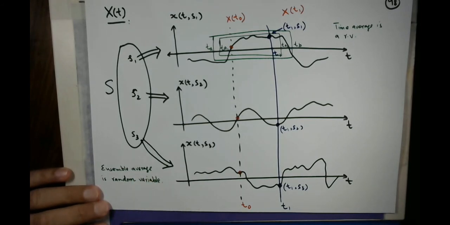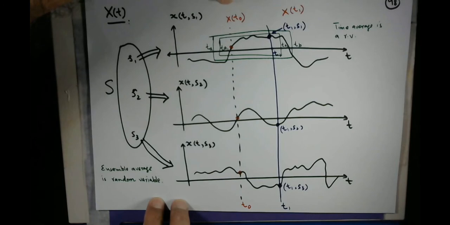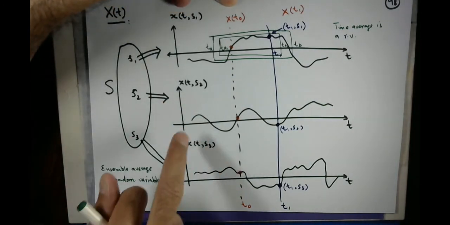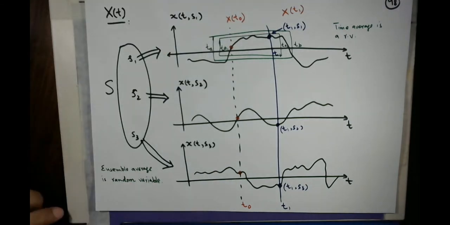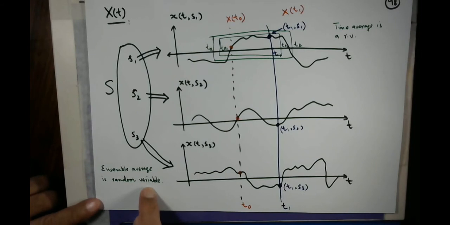An ensemble average is a random variable. Why is it a random variable? Because when you change the time instant, say from t1 to t0, you may have a different random variable and hence a different average, a different ensemble average. So my conclusion is that the ensemble average is a random variable.